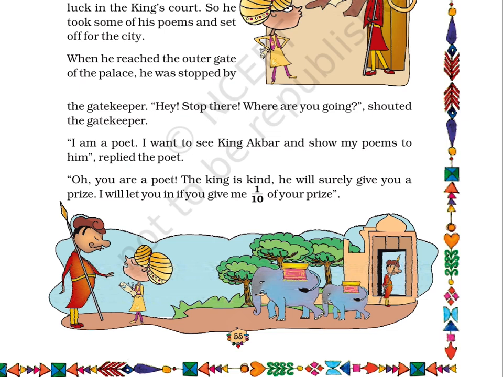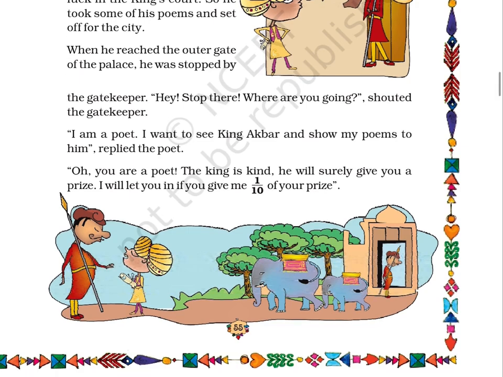On the right side of the page towards the top, we see the picture of this action. The gatekeeper is stopping Birbal by shouting, and in return Birbal is replying, "I am a poet." "Oh, you are a poet? The king is kind. He will surely give you a prize. I will let you in if you give me 1/10 of your prize." Below this we see the picture of this action happening. The greedy gatekeeper is telling Birbal to give him 1/10 of his prize.